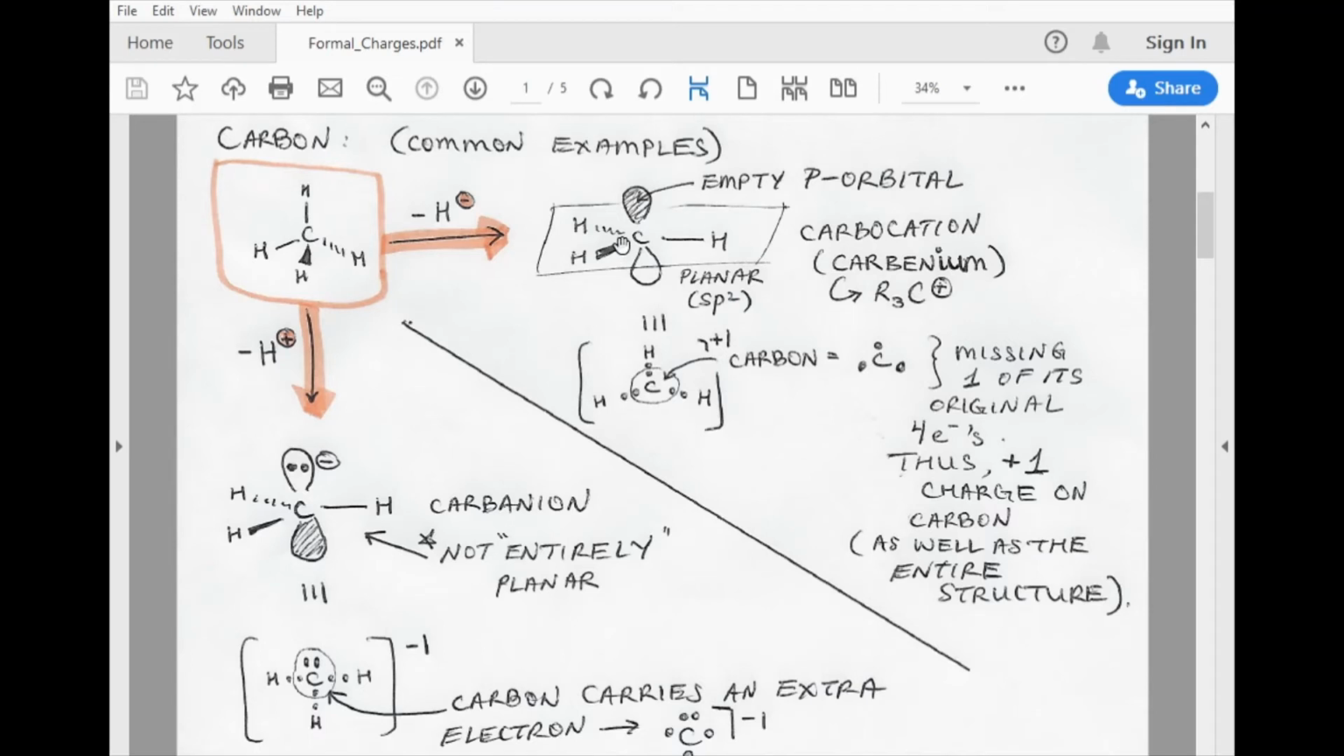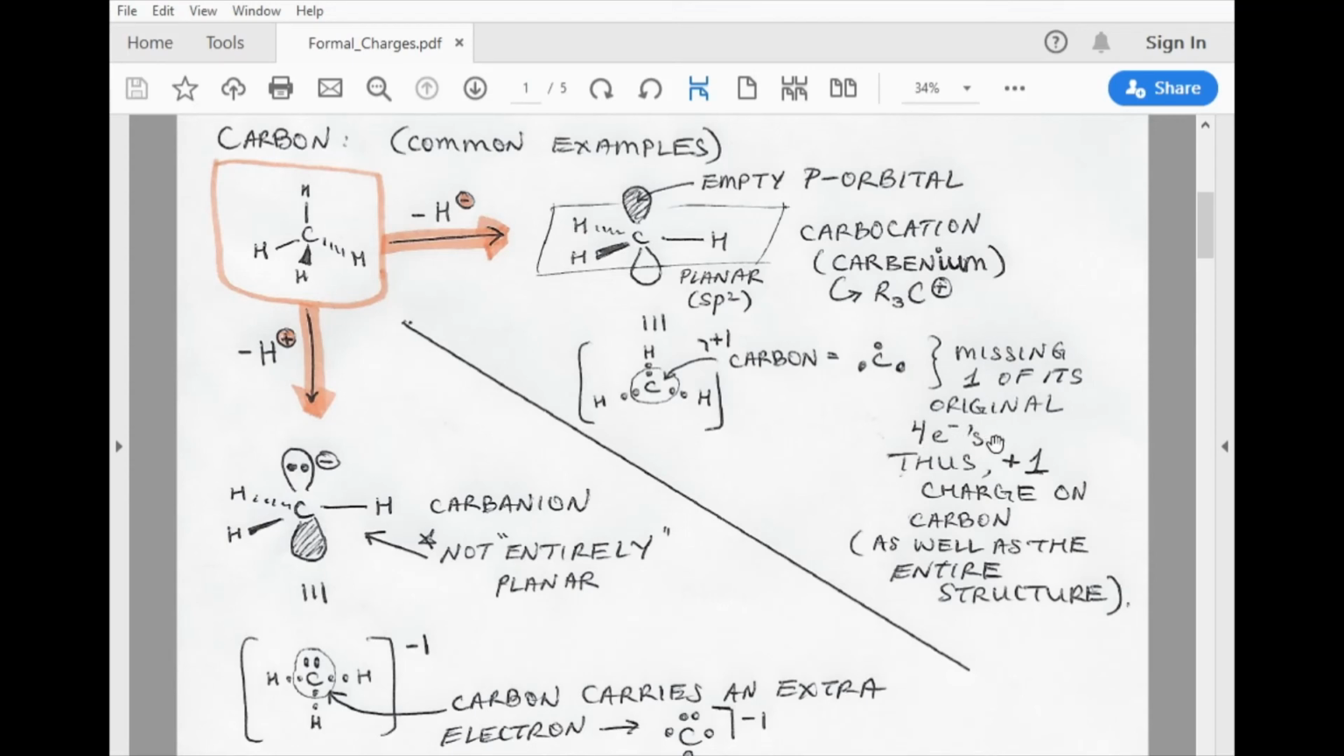Thus, if we start breaking and dividing these bonds 1 electron at a time, so within this one bond, 1 electron can go to carbon, 1 electron can go to hydrogen. If we do that 3 times, carbon will have 3 electrons around it. But we already said that carbon always wants 4 electrons around it, but we only have 3. And so now it has a missing electron from its original 4 electrons.